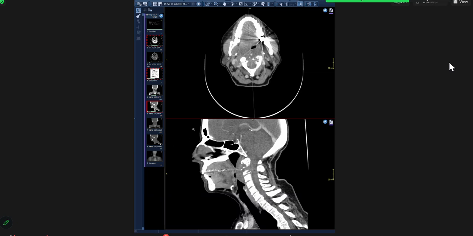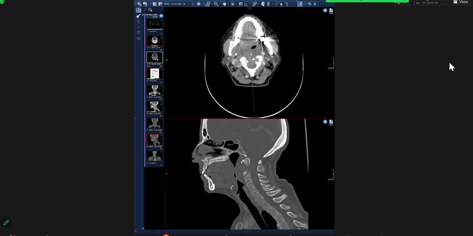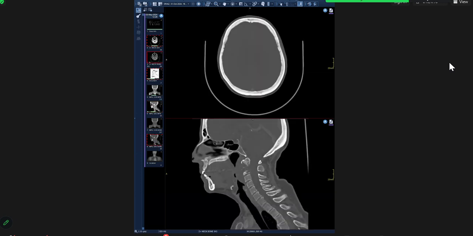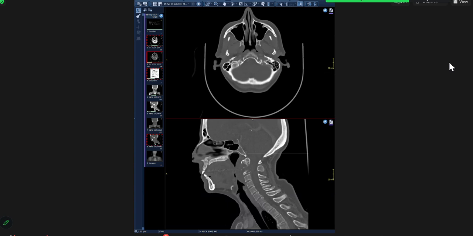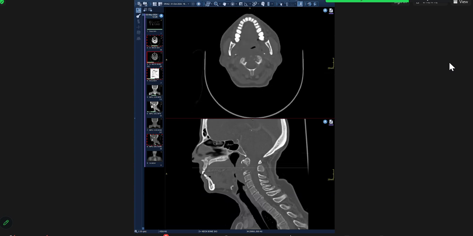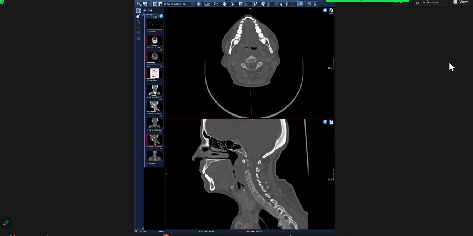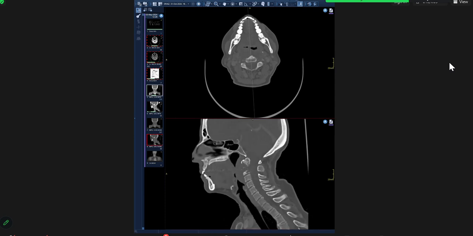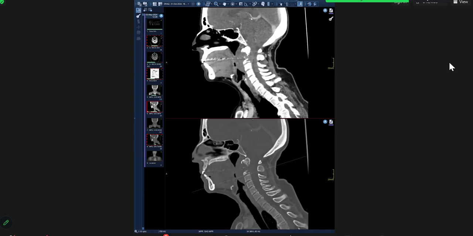Do you want to see the bone window? Yes. Okay. All right. On the bone window, there is a destructive mass lesion of the C2 vertebral body with adjacent soft tissue density mass.